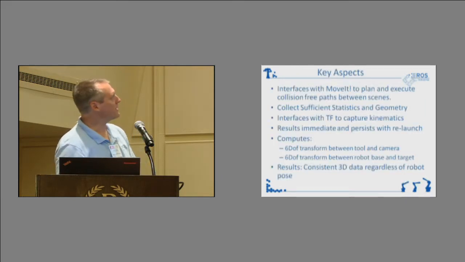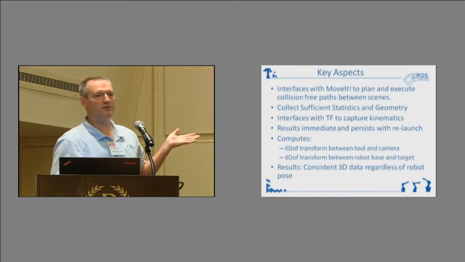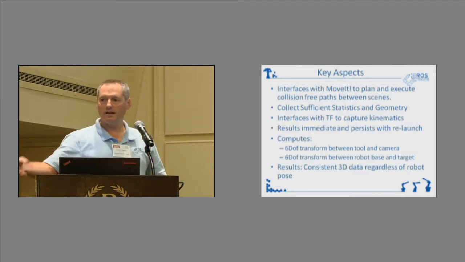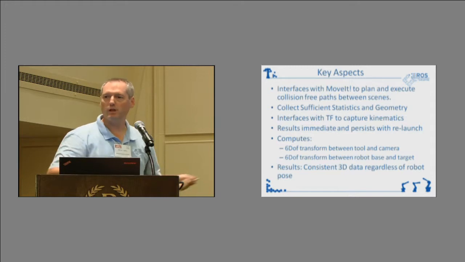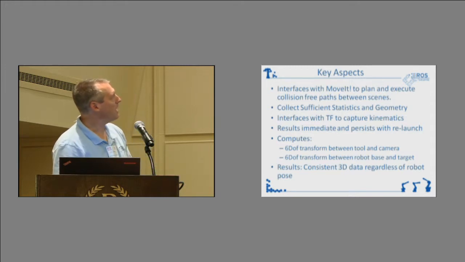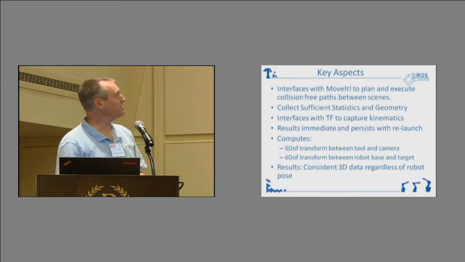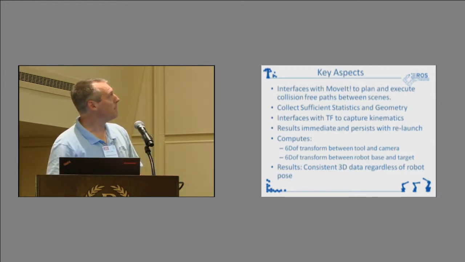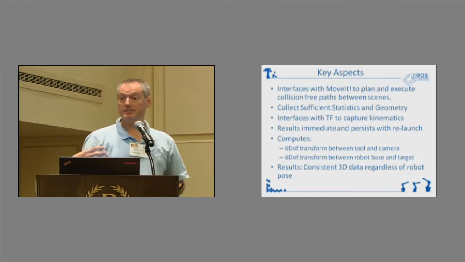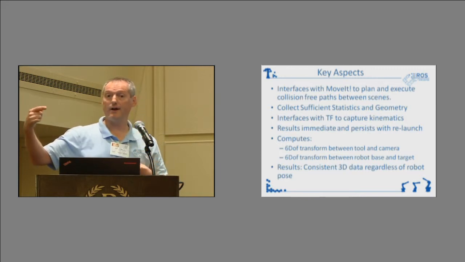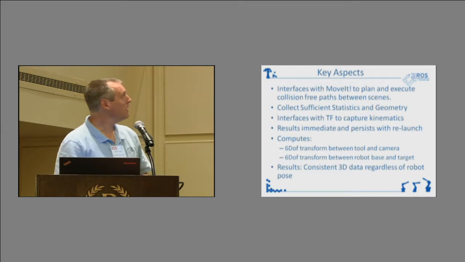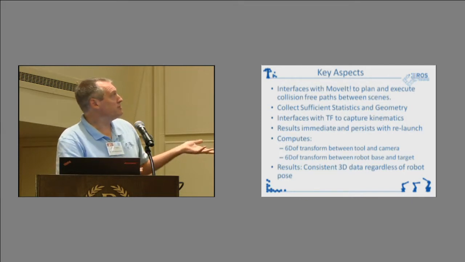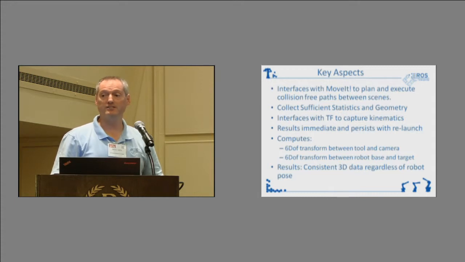Okay, and I think I already covered the key aspects. We're interfacing to MoveIt to do the planning and execution. So we're moving to each joint state that we tell it to go to, and it's planning a collision-free action between them. We have to collect sufficient geometry in order to get a good calibration solution. We interface to TF in order to measure where the robot thought it was at each point. And the result is we compute the two 6 degree of freedom transformations, both to the camera from the tool point and from the robot base to the target.